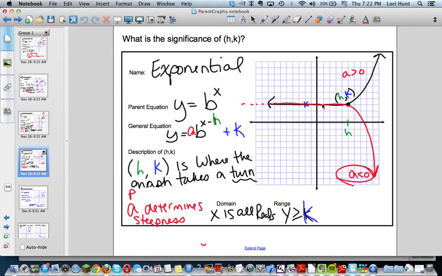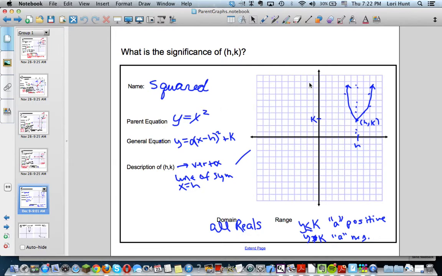Then we had our exponential equation, and the black one here is the exponential equation, and that's just y equals a times b to the x, or in this case y equals b to the x when a is just 1. And of course the h moved it left and right, k moved it up and down, and a changed how steep it was. And we talked about y equals x squared and how that always looks no matter what.